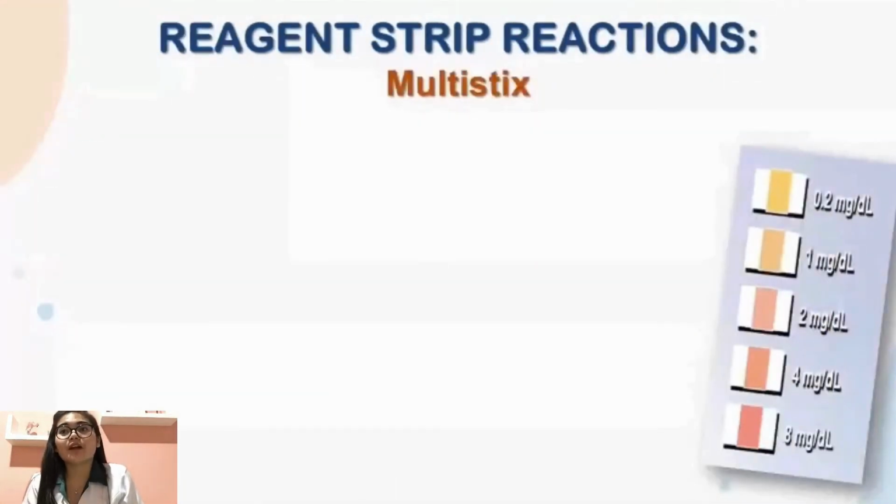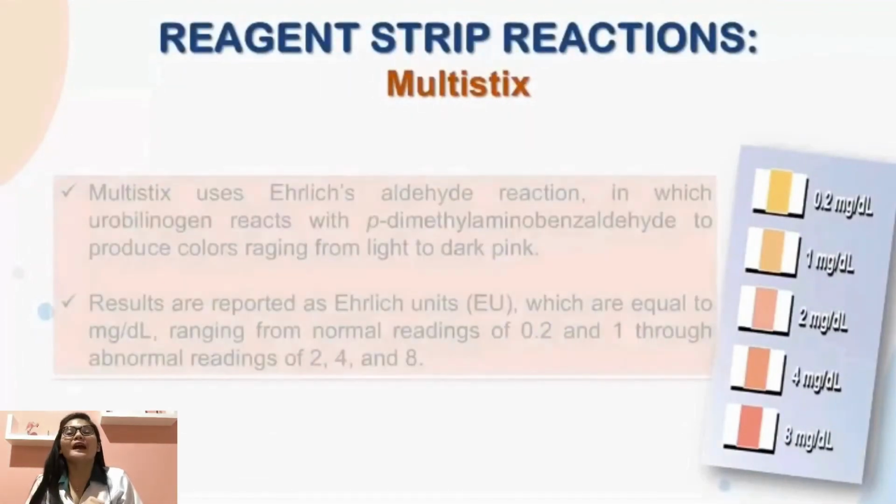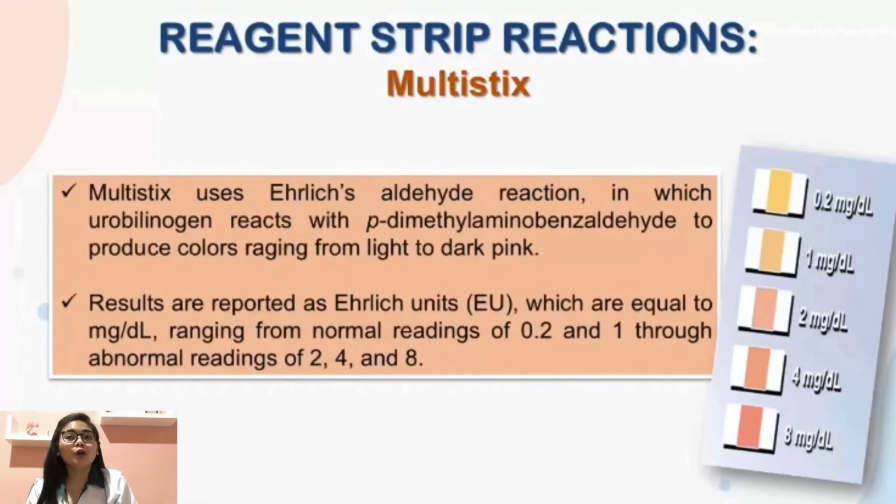So next, we will focus on the reagent strip reactions for Multistix. Multistix uses the Ehrlich aldehyde reaction, in which urobilinogen reacts with p-dimethylaminobenzaldehyde, or the Ehrlich reagent, producing colors ranging from light to dark pink. Its results are reported as Ehrlich units or EU, which are equal to mg per dL, ranging from normal readings of 0.2 and 1 to abnormal readings of 2, 4, and 8. This is the reagent strip for Multistix. The 0.2 and 1 mean a normal value of urobilinogen, while 2, 4, and 8 mean an abnormal value of urobilinogen. So that's the meaning of that.